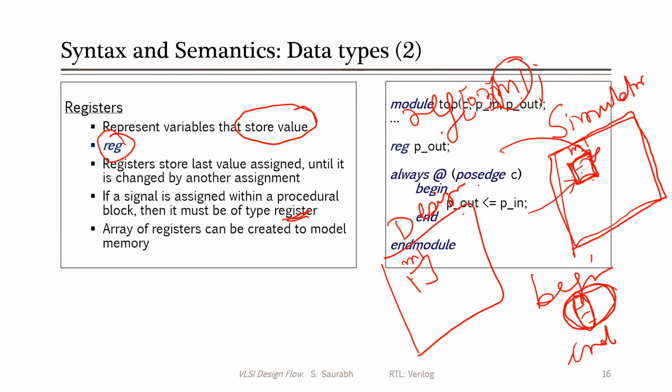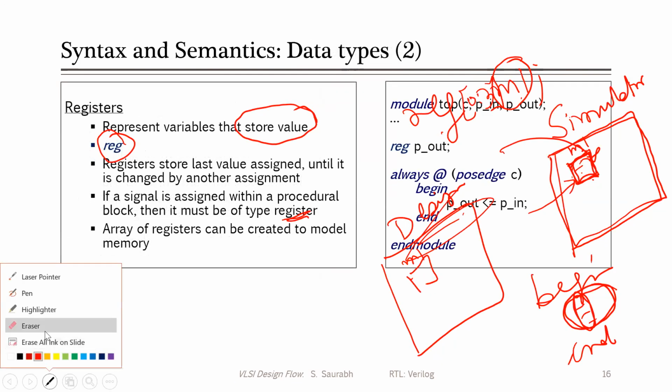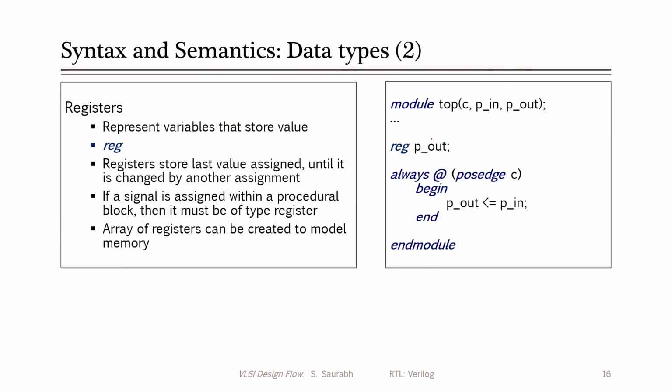So for example, here we have declared a register reg p_out, and inside this procedural statement we are writing p_out. If I had declared wire p_out here, then this code would not work as per the semantics of Verilog, because anything written inside a procedural statement must be of type reg or integer.